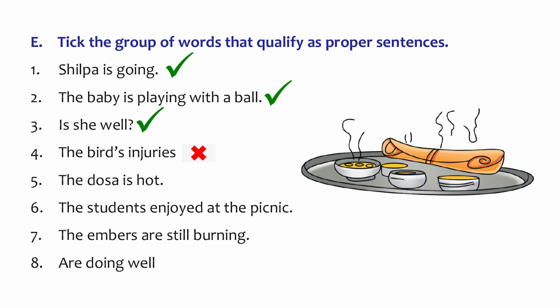The dosa is hot. Yeah, that's a correct one. The students enjoyed at the picnic. That's a correct one. The embers are still burning. That's a good form of a sentence. We can put a tick there. Are doing well. It doesn't make sense. It doesn't make complete sense. So we can put a cross mark there.